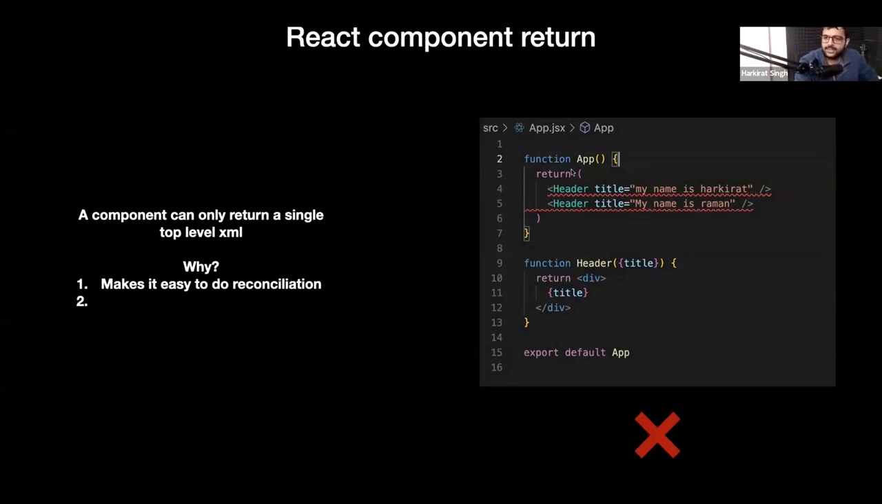Okay, what is the reason that a component needs to return a single child and not multiple siblings? And the answer is, the biggest reason is it makes it easy to do reconciliation. What was reconciliation? The process of figuring out what DOM updates need to happen as your application grows. That's the biggest reason as to why a component should return a top level div.